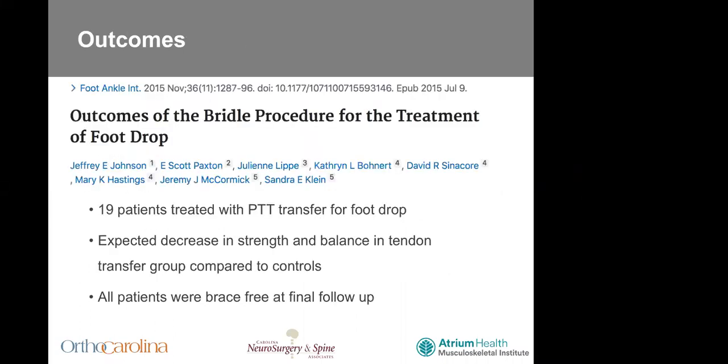So, outcomes of tendon transfer. This is a recent study out of Foot and Ankle International. 19 patients were treated with posterior tibial tendon transfer for foot drop. All patients had an expected decrease in strength and balance in the tendon transfer group compared to control groups, but all patients were found to be brace-free at final follow-up.